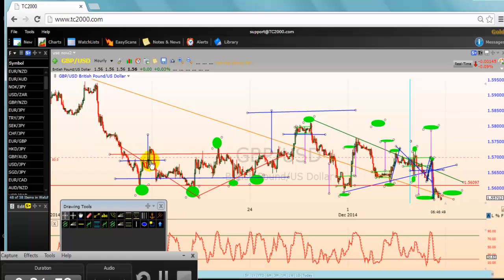So chart patterns, the inverted head and shoulders, that's how we do it. The head and shoulders pattern. So you have the head like this.